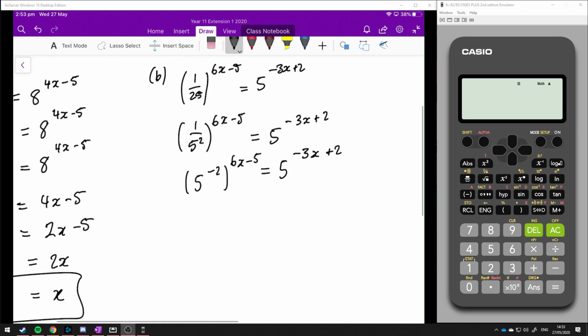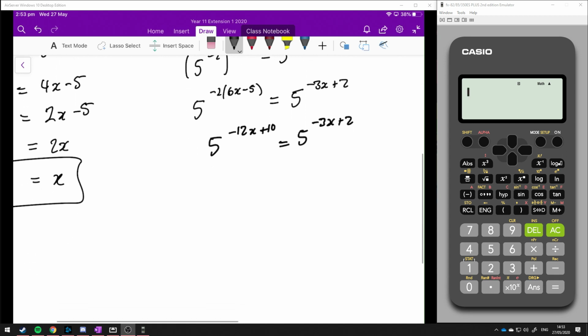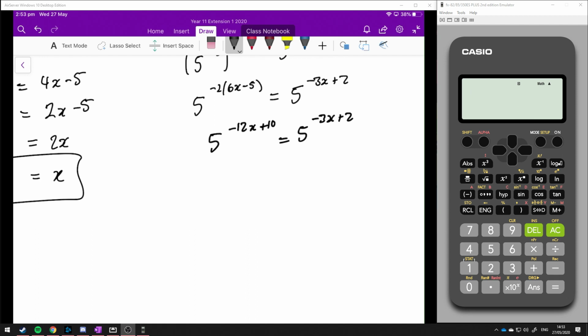Now that we've done that, I can do my power of a power rule, and I get 5 to the negative 2 times 6x minus 5, and that's equal to 5 to the negative 3x plus 2. So 5 to the negative 12x plus 10 is equal to 5 to the negative 3x plus 2, which gives us bases that are the same with the indices being different. Now with the same bases, we can rewrite the powers as an equation, because we want to find which value of x makes both sides true. So we're going to write the equation like this.